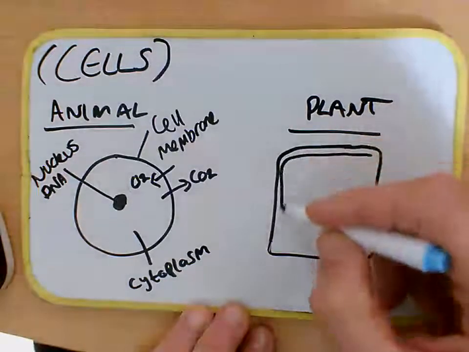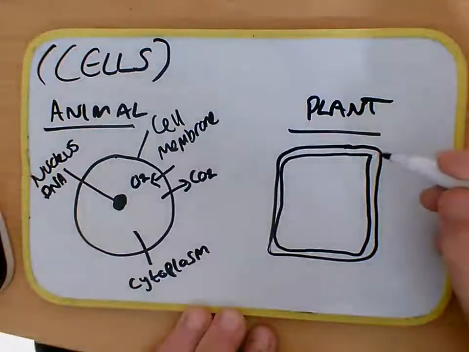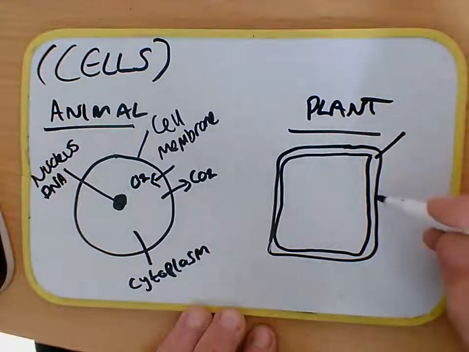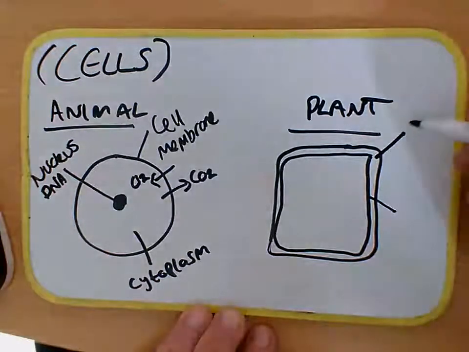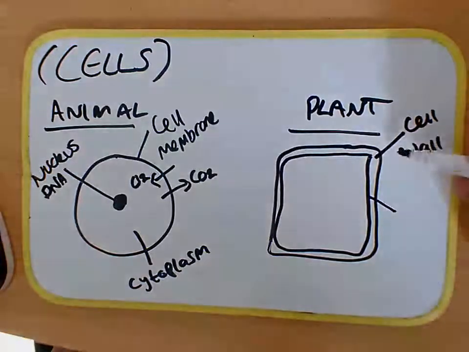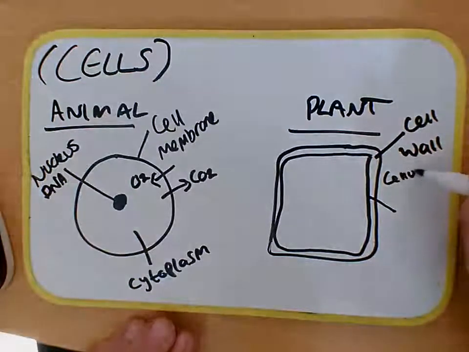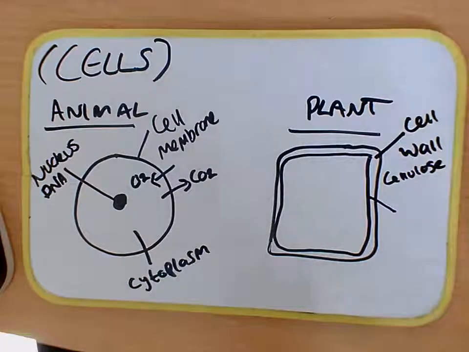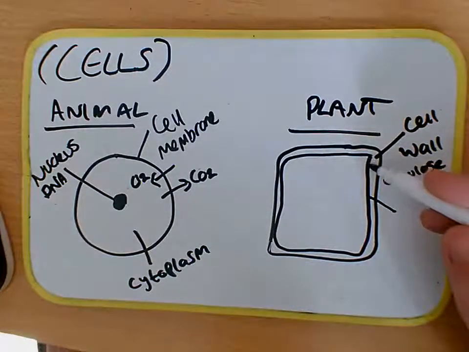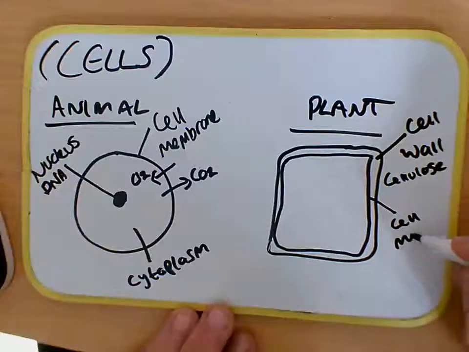So the first one, which people get a bit confused about when labeling diagrams, is this very thick outer layer. So this is the cell wall. So the cell wall is always on the outside, and it provides structure and support. It's actually made of a substance called cellulose, which is very, very tough. The inner line here, again, it's this thin line, just like this one. That's the cell membrane.